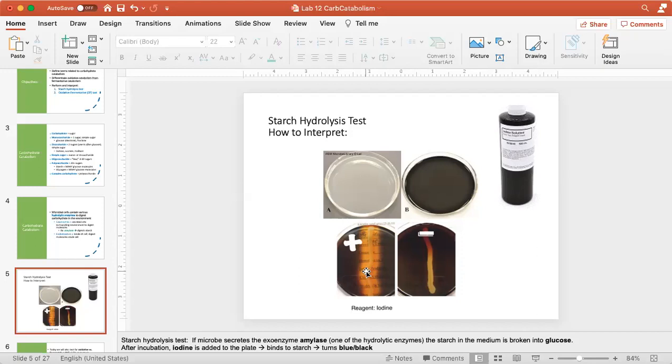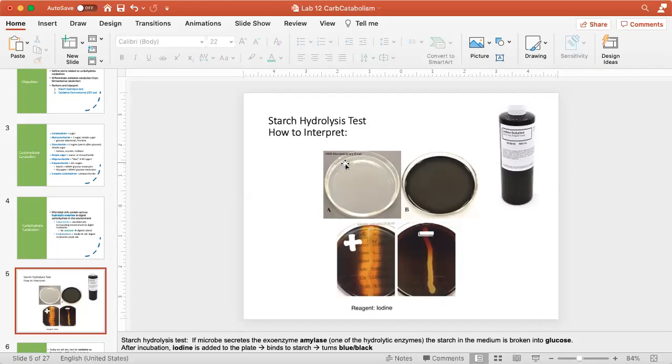Now, take a look at the bottom image. On both of these plates, there's a linear streak of cells. So you don't have to use any kind of fancy streak technique on a starch hydrolysis test. You don't need to do a quadrant streak. You don't need to use spread plating. All you have to do is get some cells onto the plate. And what this person has done is just spread them in a straight line with their inoculating loop.